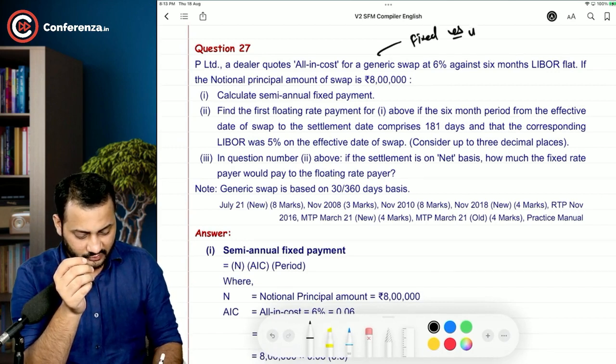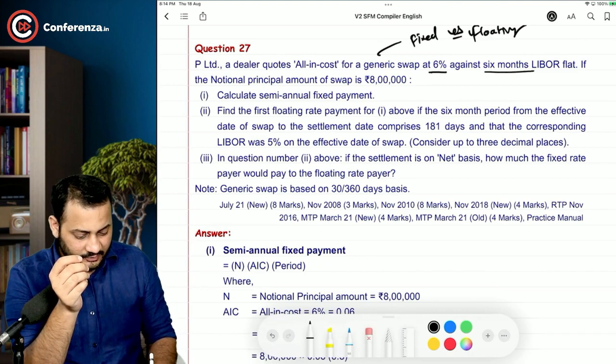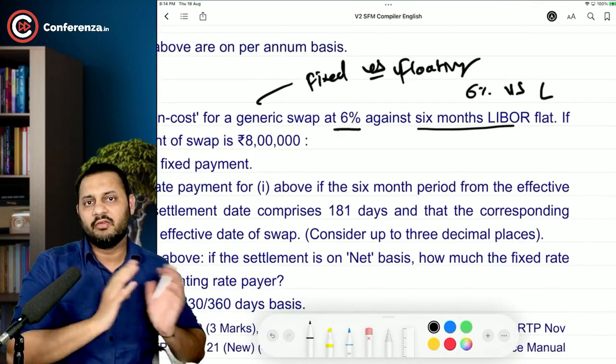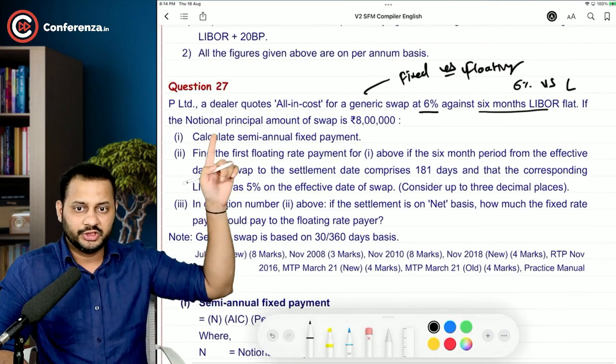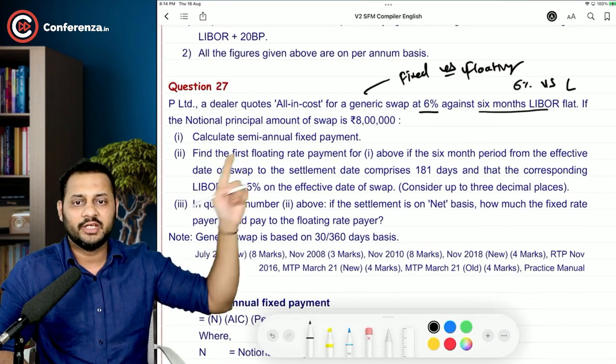Fixed versus floating. That means someone is exchanging fixed rate with a floating rate swap at 6% against 6 months LIBOR. So this is like 6% versus LIBOR. Someone will take 6% and give LIBOR to the other party flat. If the notional principal amount of swap is 8 lakh rupees, calculate the semi-annual fixed payment.